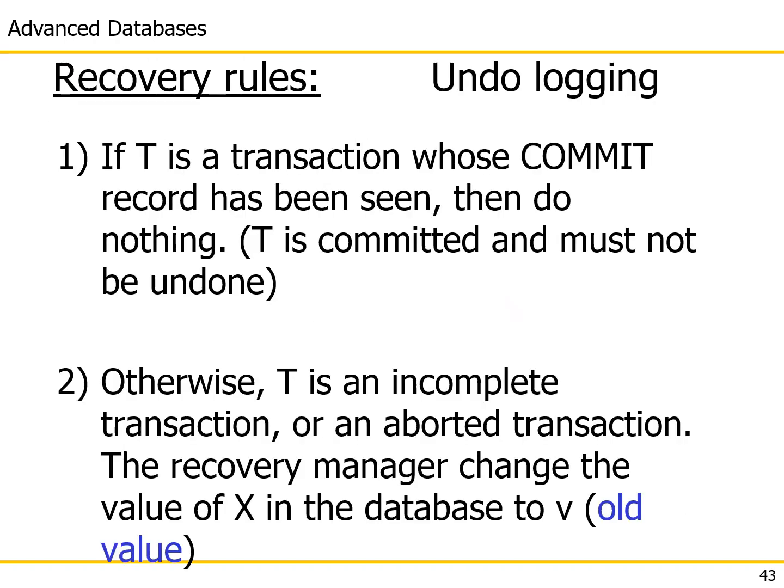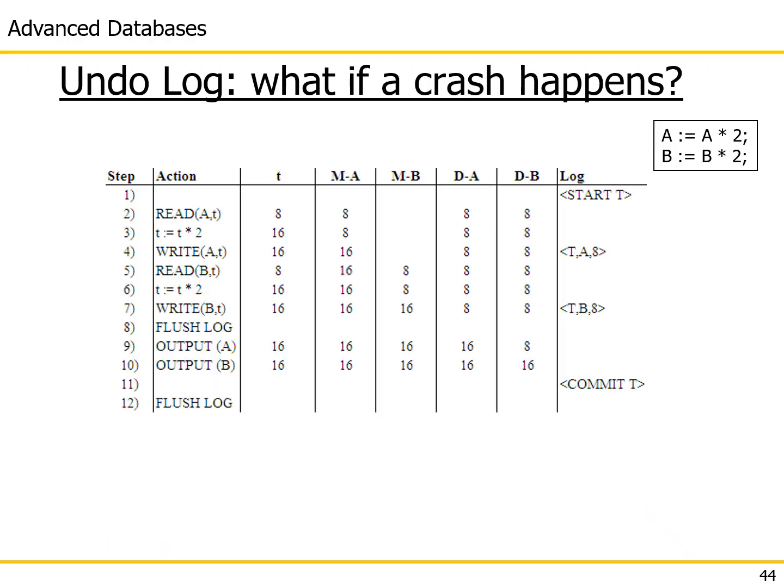I already mentioned this, so I'm just going to read it for you. It says, if T is a transaction whose commit record has been seen, then do nothing. T is committed and must not be undone. Otherwise, T is an incomplete transaction or an aborted transaction. The recovery manager changes the value of X in the database to V, the old value. These are the recovery rules for undo logging. Okay, and we already discussed this, so I'm going to skip forward.